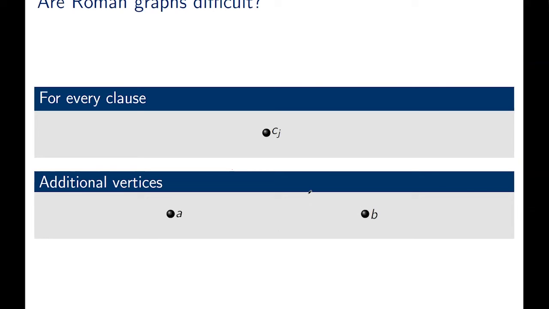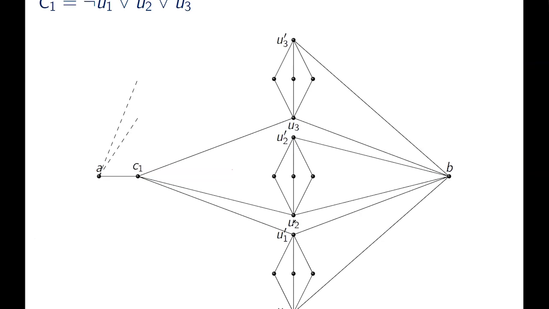For every clause, for every bracket, we just have 1 vertex and we have 2 additional vertices A and B, and the whole construction looks like that. This is a part of a graph showing our clause C1, which has not U1. So the vertex C1 is connected to U1 prime. Then in the clause we have U2 and U3, so our C1 is connected to U2 and U3. So every clause vertex is connected to every literal vertex that appears inside it. Every B vertex is adjacent to every U vertex, and A vertex is adjacent to every clause vertex. So here, for example, is C2, here is C3, and so on.